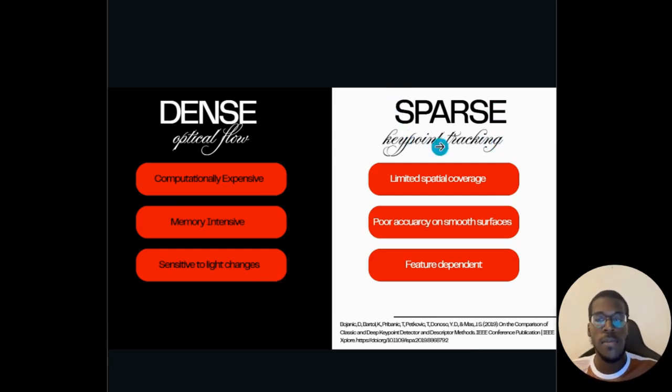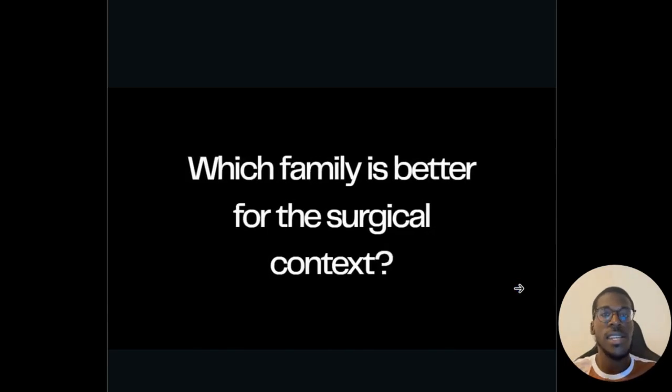Key point tracking or sparse methods, they have limited spatial coverage, again, because they're not tracking every single pixel. They give poor accuracy on smooth surfaces and they are feature dependent. So the accuracy is completely dependent on those points that we are tracking or those features. Now, given the advantages and disadvantages of both, I want you guys to tell me which family do you think is better for the surgical context?